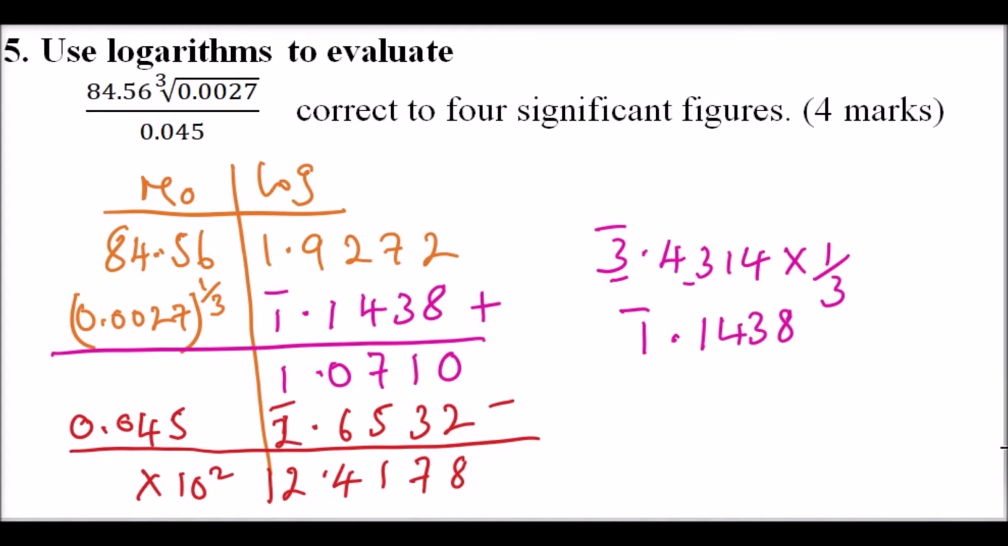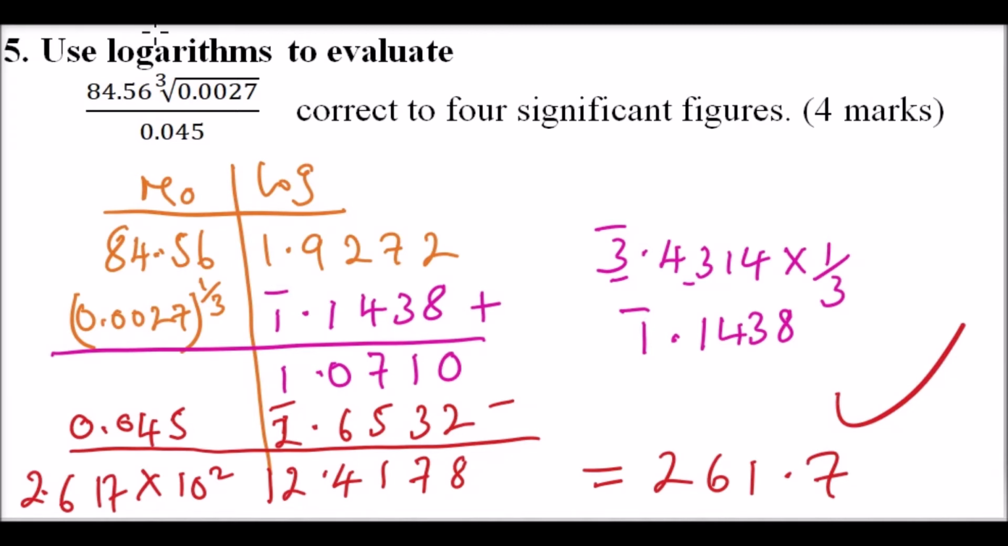The anti-logarithm of 0.4178 is 2.617. So implying that our answer is 261.7. So that's how you go about that question, and you get yourself 4 marks. So note what you are being tested. This is very important here, and also subtraction of the logarithms.